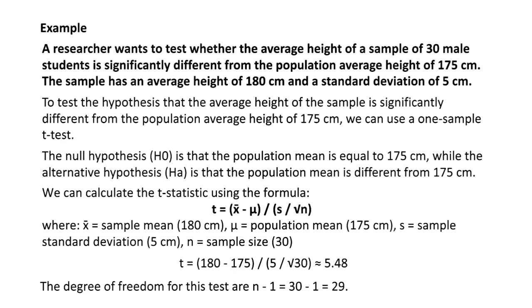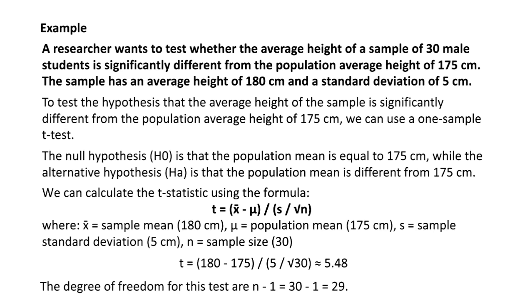Example. A researcher wants to test whether the average height of a sample of 30 male students is significantly different from the population average height of 175 centimeters. The sample has an average height of 180 centimeters and a standard deviation of 5 centimeters. To test the hypothesis that the average height of the sample is significantly different from the population average height of 175 centimeters, we can use a one-sample t-test. The null hypothesis, H0, is that the population mean is equal to 175 centimeters, while the alternative hypothesis, HA, is that the population mean is different from 175 centimeters.